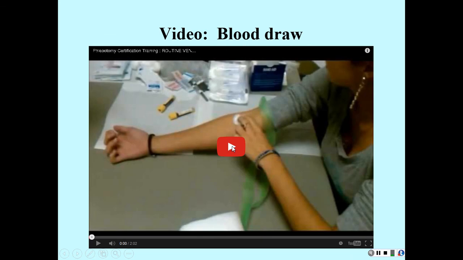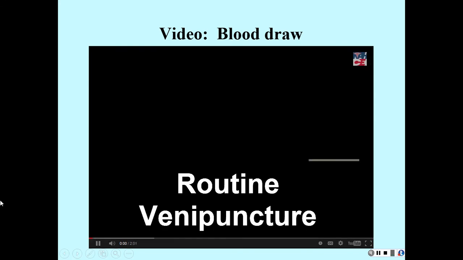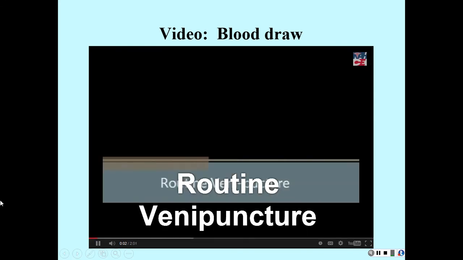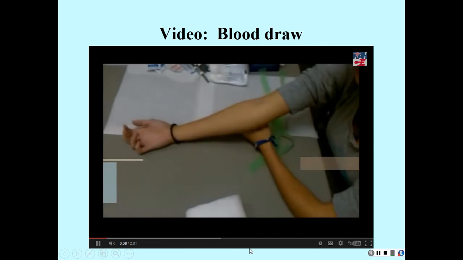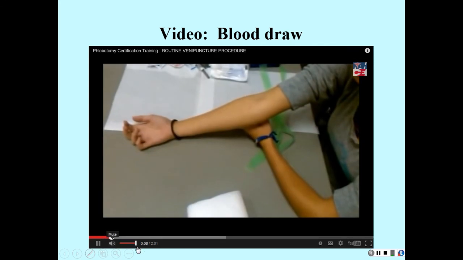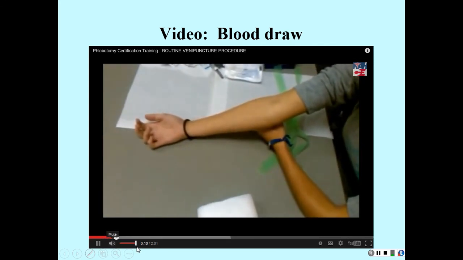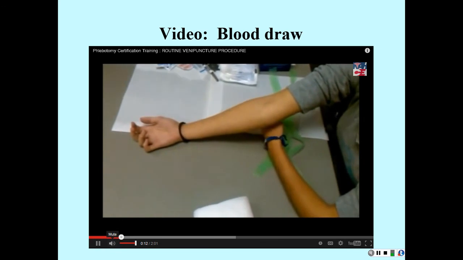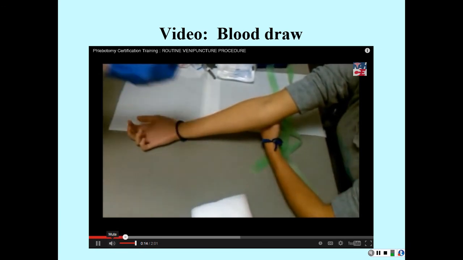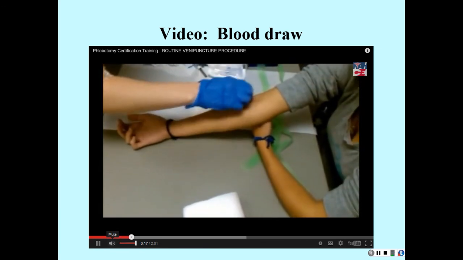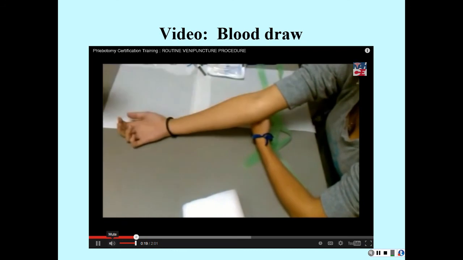Let's see if this one shows you a blood draw here. This is a routine venipuncture. After locating the vein, cleanse the site with 70% isopropyl alcohol solution. Start at the site location and cleanse in a circular motion outward, so as not to contaminate the site.